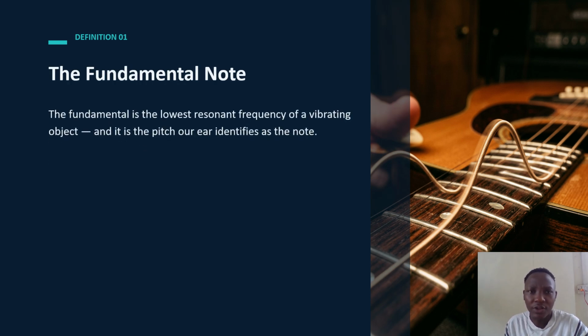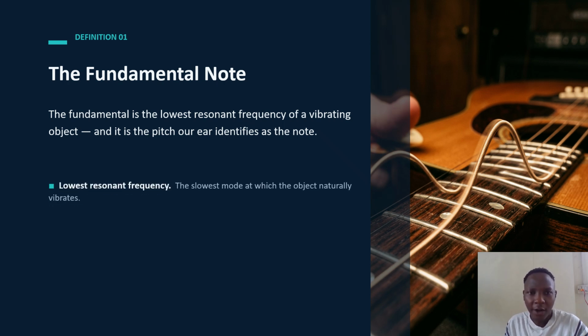Moving on. We'll discuss them one by one, starting with the first one, the fundamental note. This is the lowest resonant frequency of a vibrating object, and it is the pitch that our ear identifies as the note. Most vibrating objects have more than one resonant frequency, and the ones used in musical instruments typically vibrate at the harmonics of that fundamental. Take for example a plucked string, an open cylindrical air column, and a conical air column, all of which vibrate at the harmonics of the fundamental. So that's about the fundamental note.